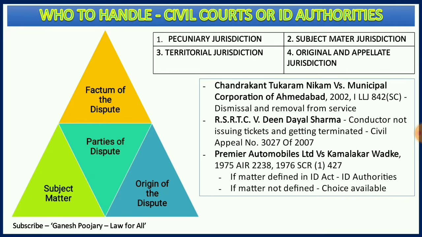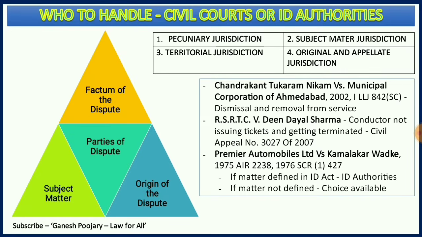The first one is pecuniary jurisdiction, which is related to financial aspects. Then we have subject matter jurisdiction, which is mainly on subject matter. For example, the industrial tribunal is for the industrial dispute, not for any divorce cases. That is how we see subject matter jurisdiction. Then we have territorial jurisdiction, which is basically depending upon the geography. For example, district courts are for a district, high court for a state, etc.